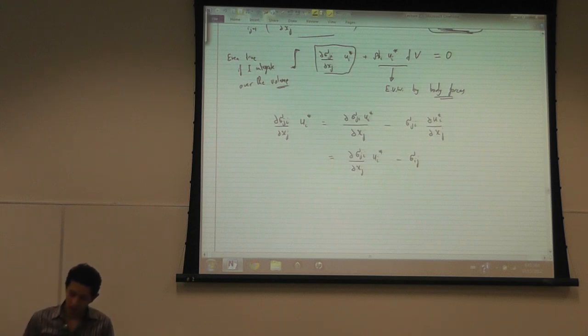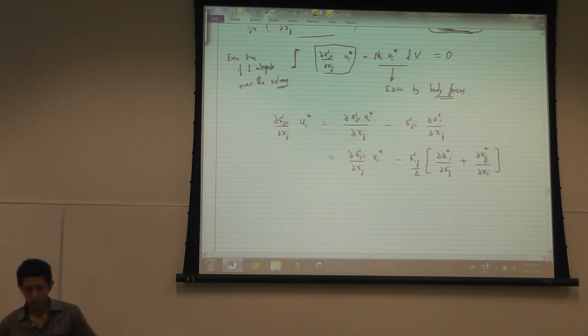So sigma ij multiplied by partial u i star by partial xj plus partial u j star by partial xi, divided by 2. Since the stress matrix is symmetric, I can do this.